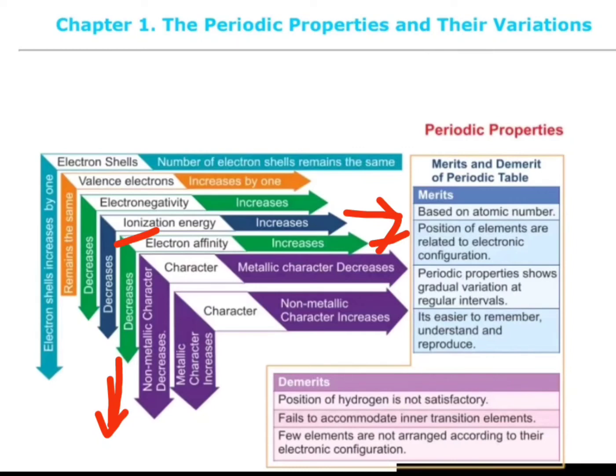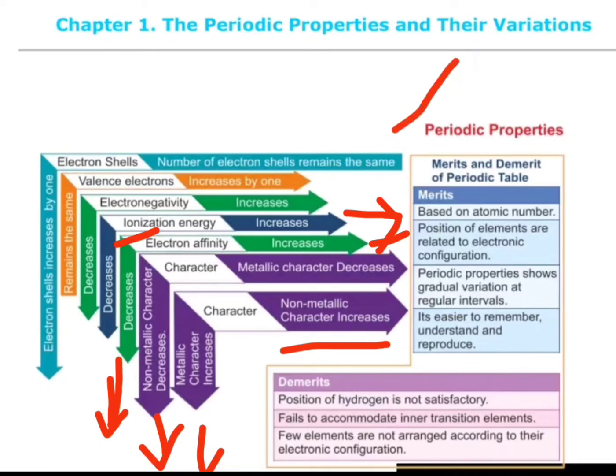Metallic character decreases from left to right, while in a group it increases. Non-metallic character is the opposite. In groups, metallic character increases and non-metallic character decreases, while in periods metallic character decreases and non-metallic character increases. So my dear students, up to 10th standard you have limited properties of the elements in your syllabus, and this is the summary of the whole chapter.